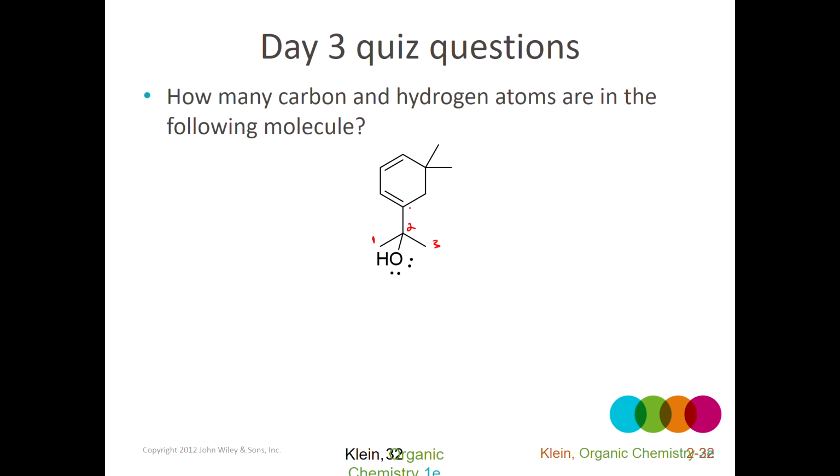And then we have 6 in the ring. 4, 5, 6, 7, 8, 9. And then 2 more, 10 and 11. So there's 11 carbons.